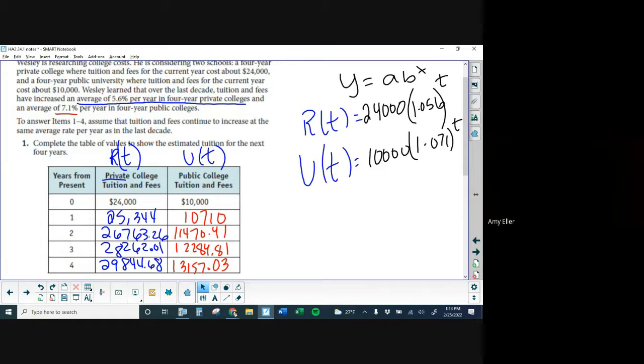Write an equation that can be solved to predict the number of years it will take for the public college tuition and fees to reach the current private tuition and fees of $24,000. We'll worry about finding the solution and everything after that. I want you to write the equation. You might have to read it again. Write what you think for number 4.